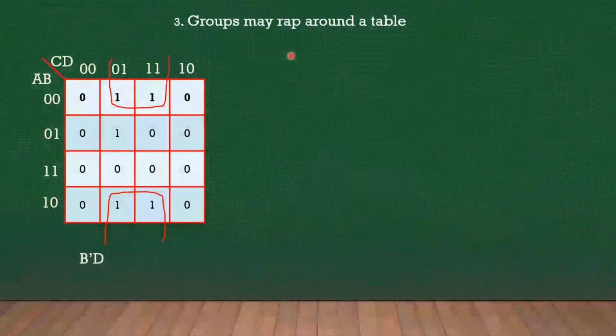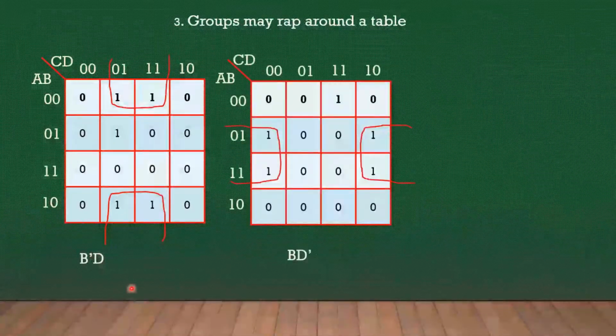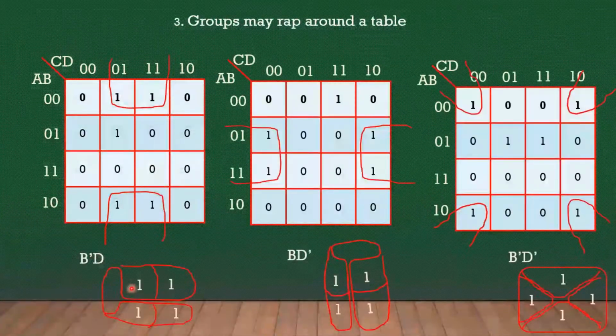Here, this is wrapping horizontal. 1, 1 wrapped up, and 1, 1 here. Okay, let's do all together and discuss all. Okay, this means horizontal wrapping. When we wrap this horizontally, then we get this.